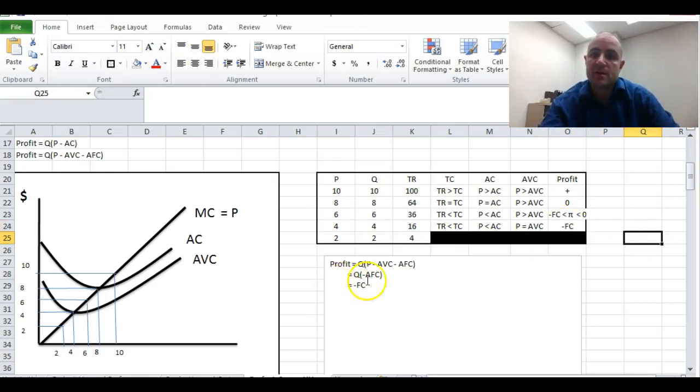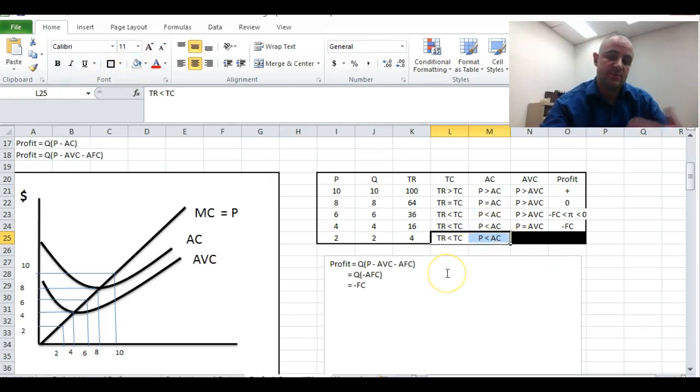Finally, let's look at this last one, 2 and 2. So at 2 and 2, your price is still going to be less than your average cost, and so your total revenue is less than your total cost. But now your average variable cost is greater than the price. So your price is less than your average variable cost.